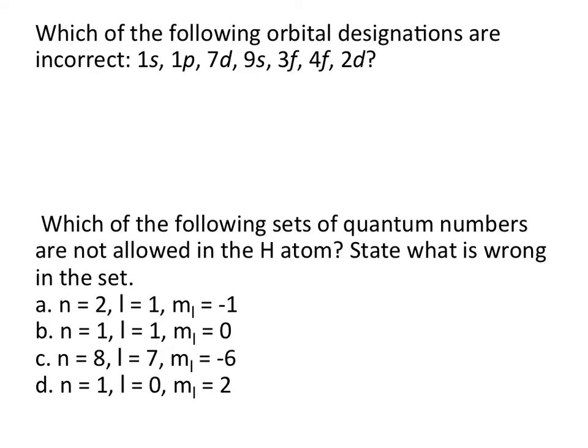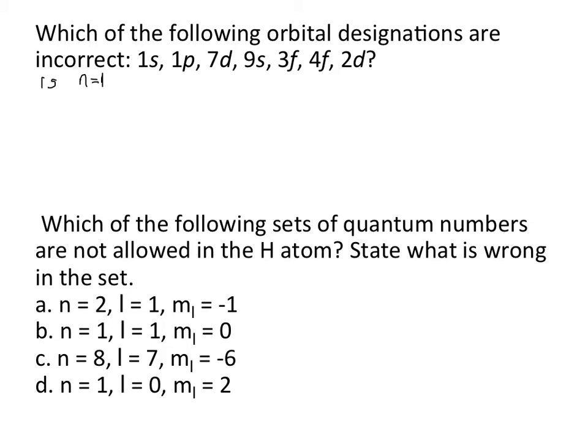So now this brings us to identifying incorrect orbital designations. And we need to think about what the orbital designations mean in order to figure out if they are incorrect or not. Okay, so let's go ahead and look at our first example, the 1s. Okay, in this case, n equals 1 because they told us.